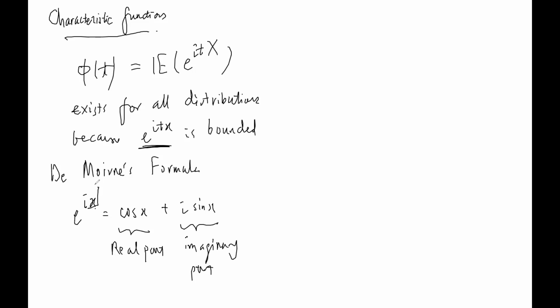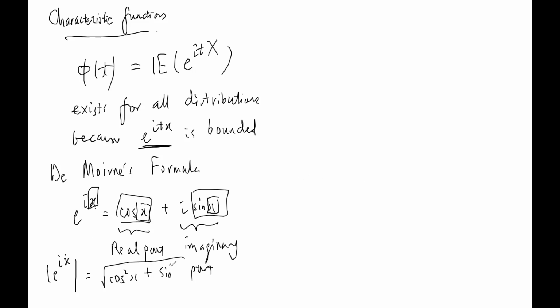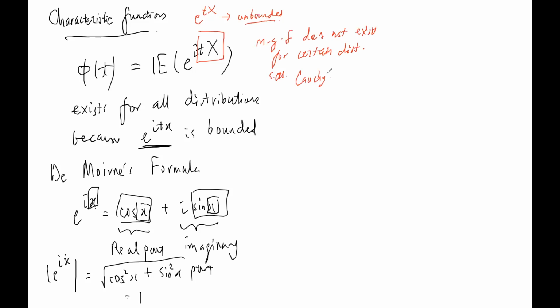So here you can replace your x with whatever, and you will make similar replacements here. Clearly this is bounded, because the absolute value of this thing is equal to the square root of this term plus the square of this term. So this is 1, so it's bounded. Unlike your moment-generating function, which is just E of e^(tX), which is basically unbounded. So you will have situations where your MGF does not exist for certain distributions, such as the Cauchy, the classic case where it doesn't exist.